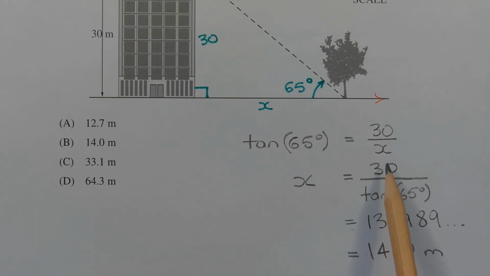So x is equal to 30 over tan 65 degrees, which evaluates to 13.989 and so on, which rounds to 14.0 meters, correct to 1 decimal place. Therefore, the answer is option B.